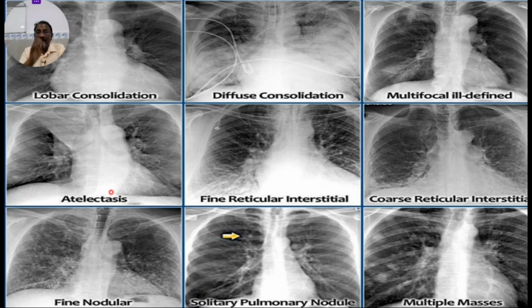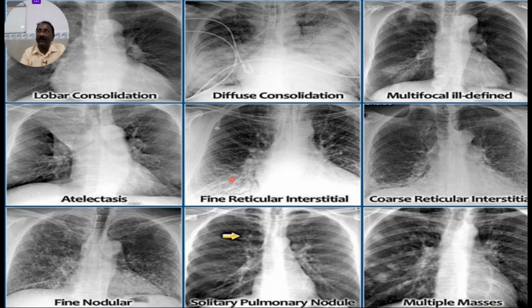See the different pneumonias here. See the lobar consolidation. This is the upper lobe lobar. See the diffuse consolidation. So both. Here the multifocal, ill-defined. This one, atelectasis, so the right lobe. Fine reticular interstitial, mostly the lower zones.